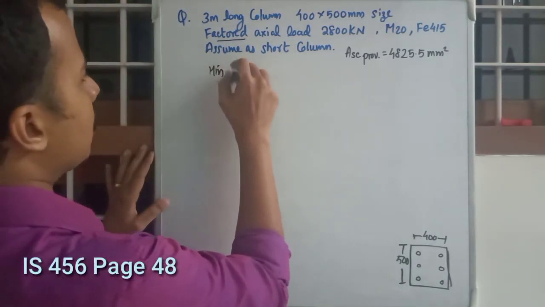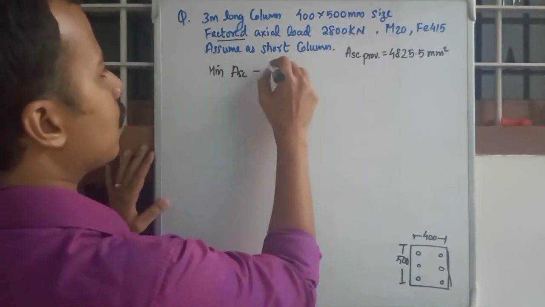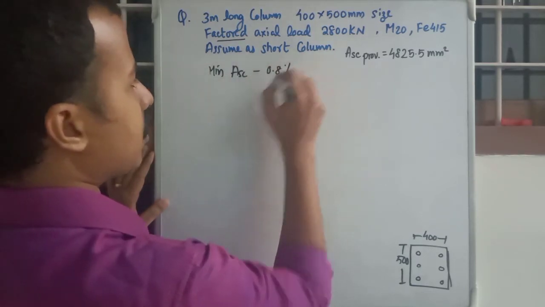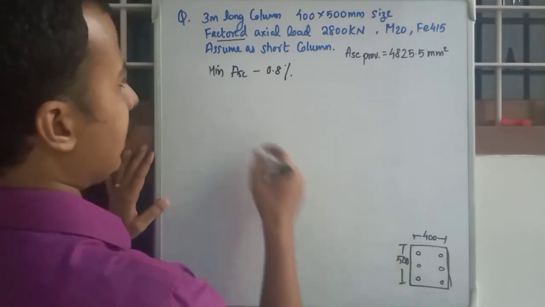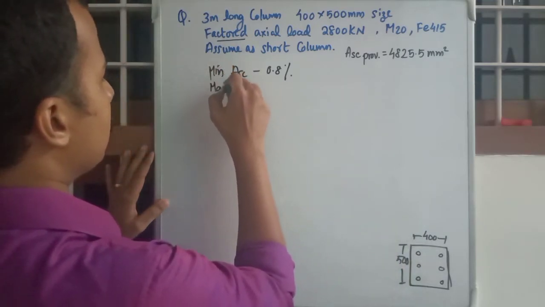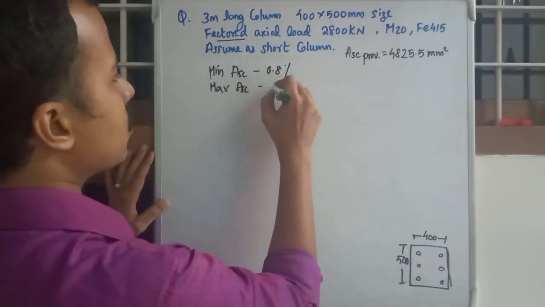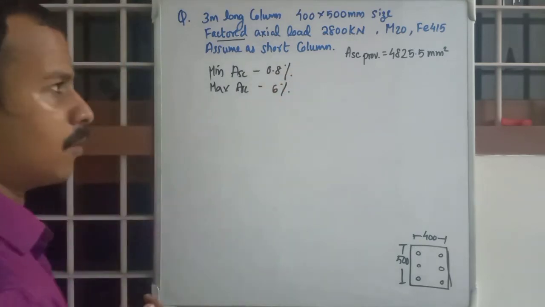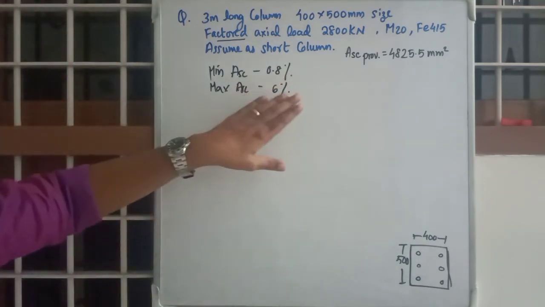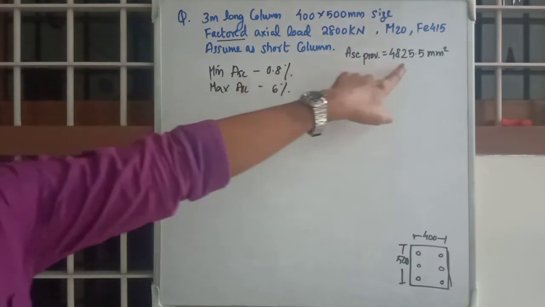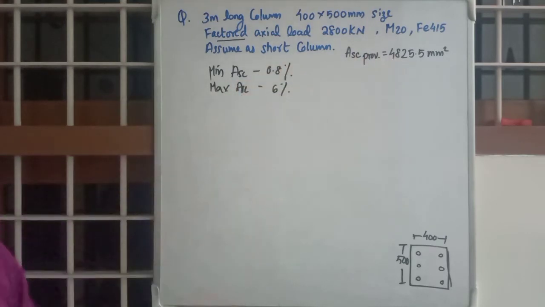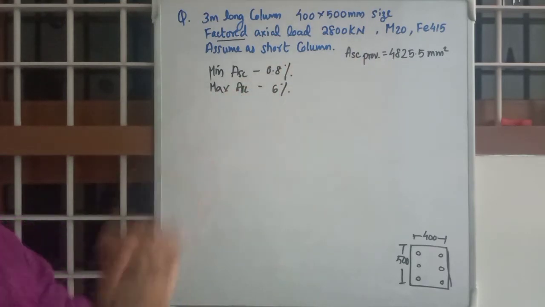Minimum ASC is 0.8% of total area and maximum ASC is 6% of total area. So we need to be sure that this value is in between 0.8 and 6%.